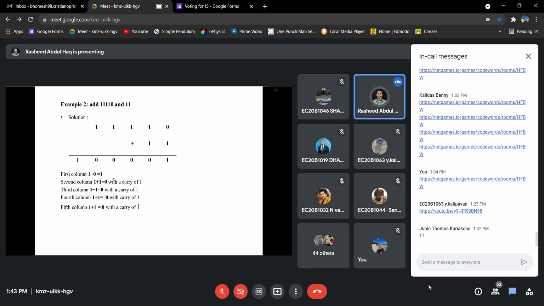Okay. This one is example 2. Here we are adding 1, 1, 1, 1, 0 with 1, 1. Okay. In the same way, we are doing this example.